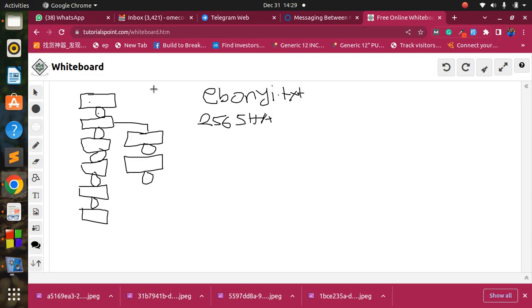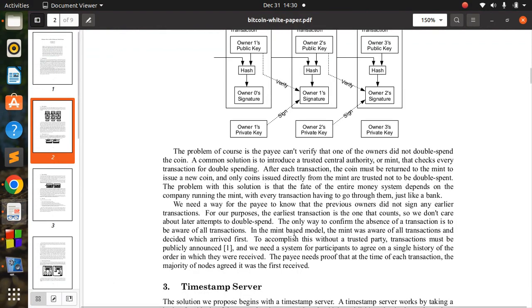You buy Bitcoin. The code that was used to design Bitcoin will just create a particular number of coins for you that you are buying before sending it. So sending it to that mint means that you have enough money. Just like printing money. Let me just use it that way. You send it to CBN, tell CBN you want to print $1 million. They will go and print it for you and give it to you. That's all. You now take it and begin to carry out the transaction. It's just that simple. All right. Now, where was I? The problem with this solution is the fate of the entire money system. The coin must be returned to the mint to issue a new coin, and only coins issued directly from the mint are trusted not to be double spent.